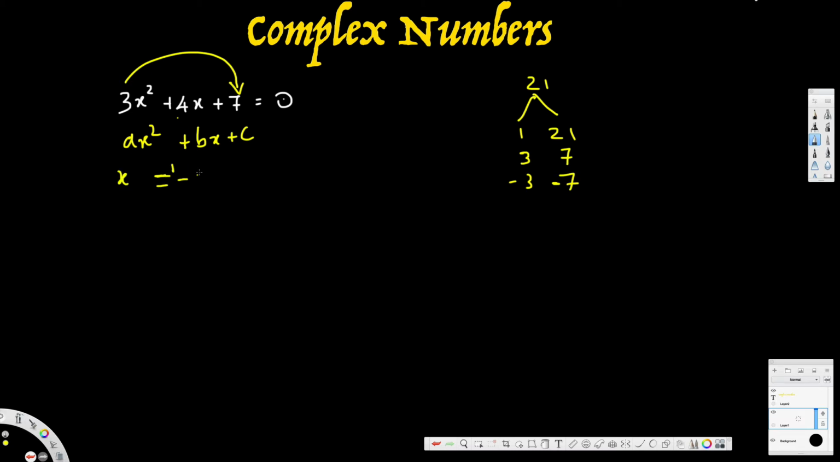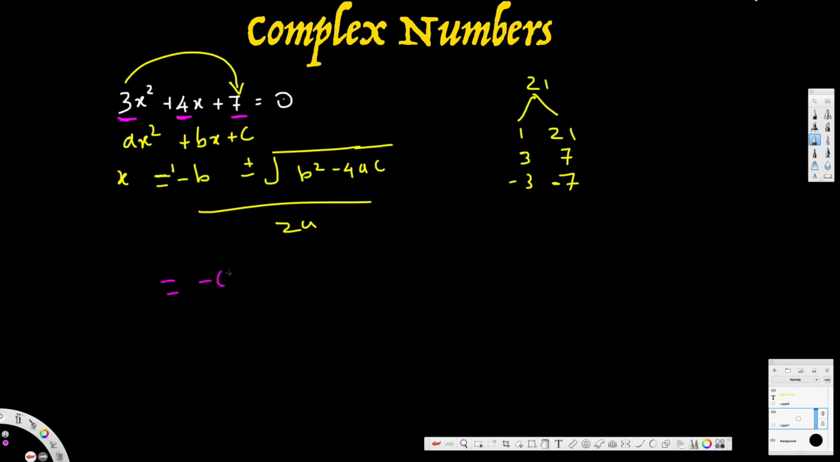x is equal to negative b plus or minus the square root of b squared minus 4ac, divided by 2a. In our case, the a value is 3, the b value is 4, and the c value is 7. So we just plug those values in: negative b is negative 4, plus or minus the square root of 4 squared minus 4 times 3 times 7, divided by 2a.